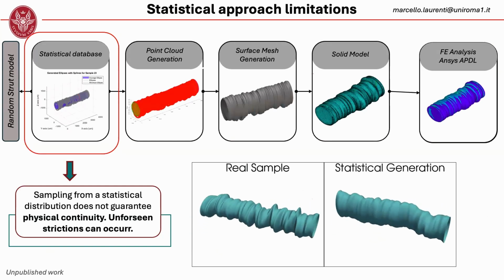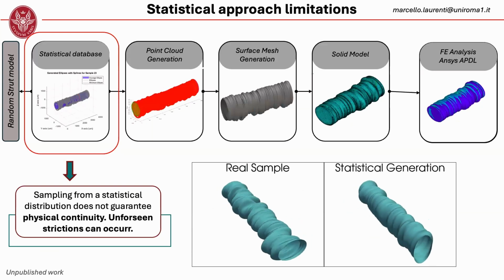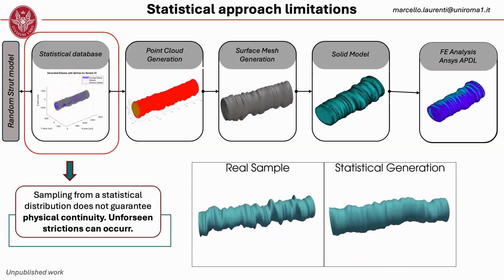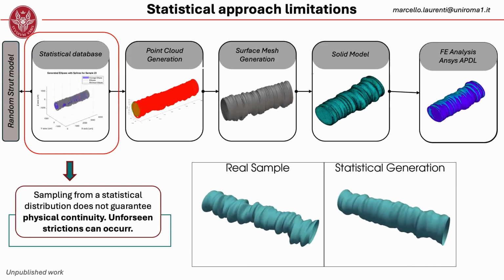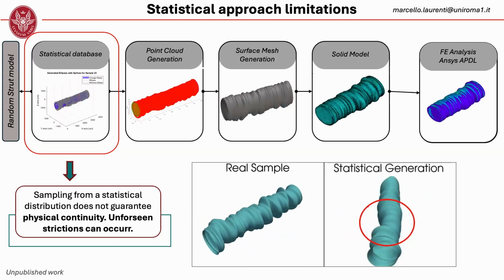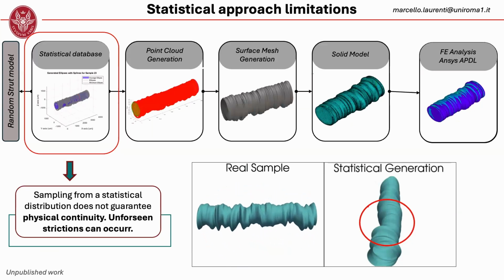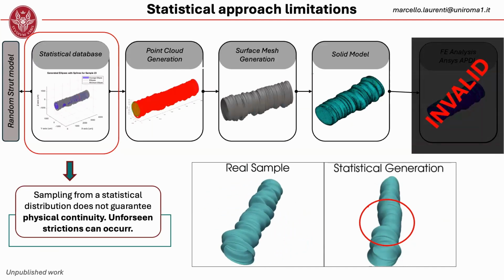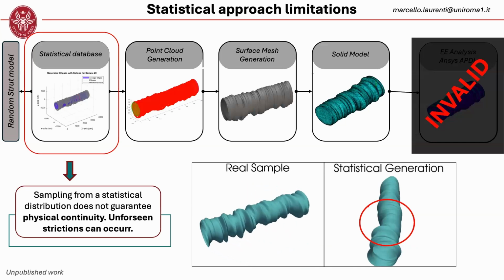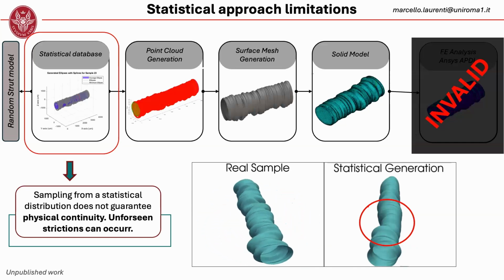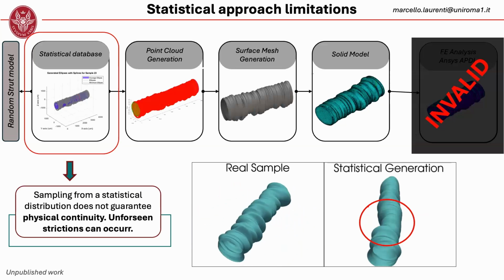But by using only a statistical approach, we would encounter some complications. As you can see here, the statistically generated sample is quite different from the real sample. And here there is an abnormal restriction that would invalidate the finite element analysis behavior because it's not representative of the real sample. So any simulation using that structure would not be correct.